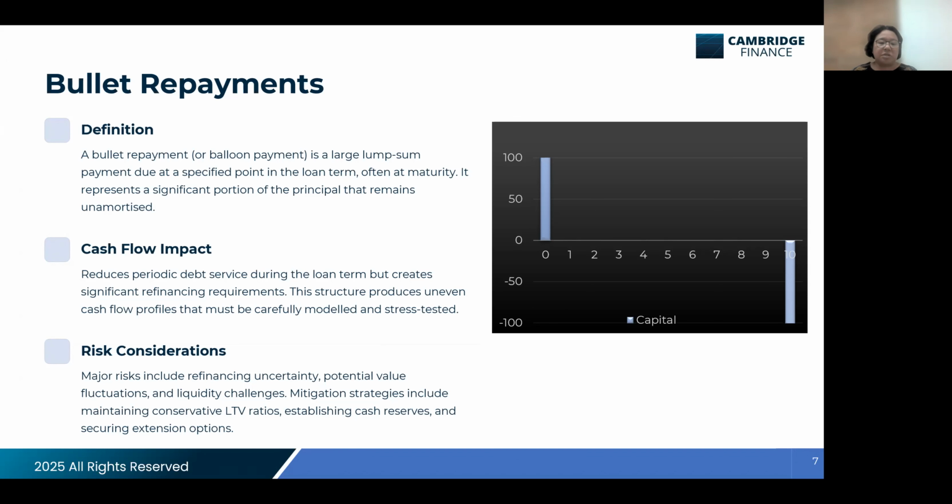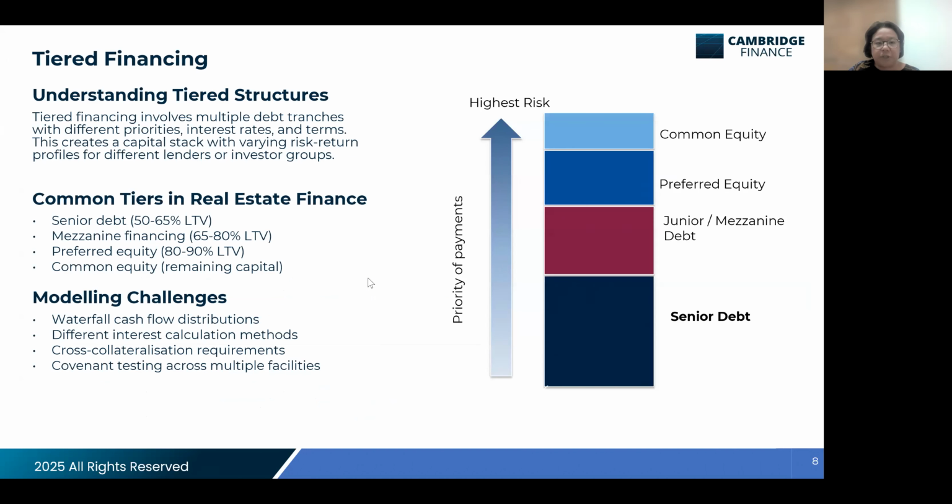Cash flow impact: reduces the periodic debt service during the loan term, but creates significant refinance requirements. There you go. And this structure produces uneven cash flow profiles that must be carefully modeled and stress tested. The stress test is pretty much on the value at the end. So are you going to build enough to pay back the loan? And then the risk consideration, that's a massive risk consideration: are you able to pay back at the end? If you are building, is the capital value enough to pay back your principal and the interest and the fees and everything else? Okay, well, there you go.